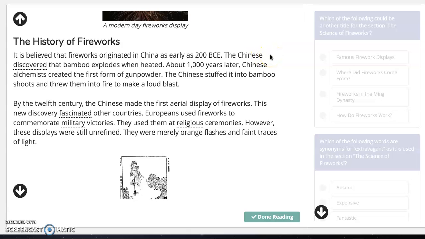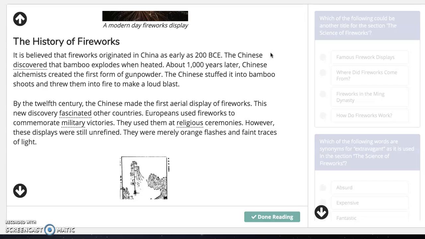It is believed that fireworks originated in China as early as 200 BCE. 200 is the year that they're talking about. So not like 2020, but just 200. So very, very long ago. The Chinese discovered that bamboo, which is a type of plant, explodes when heated.